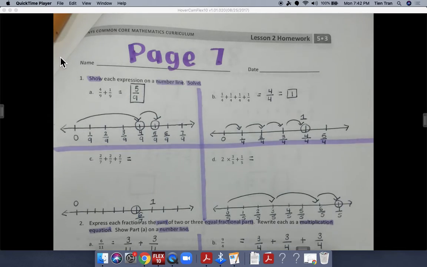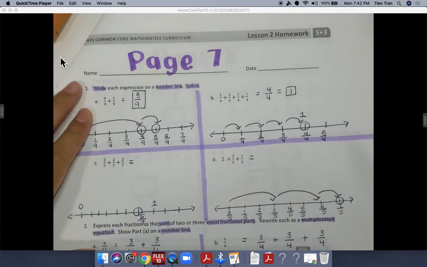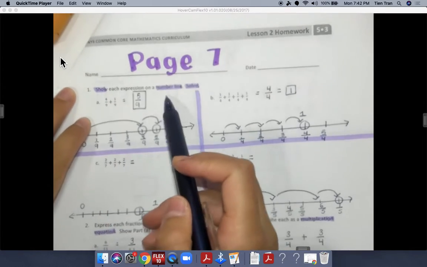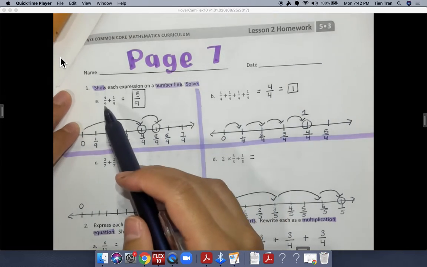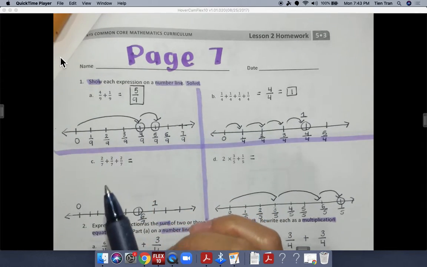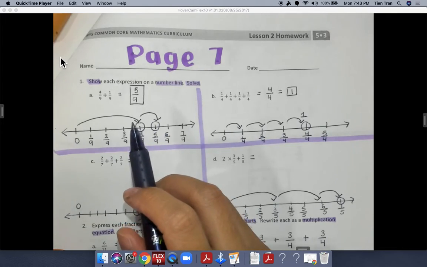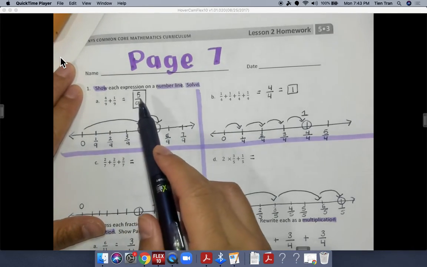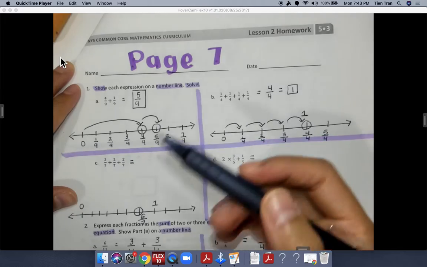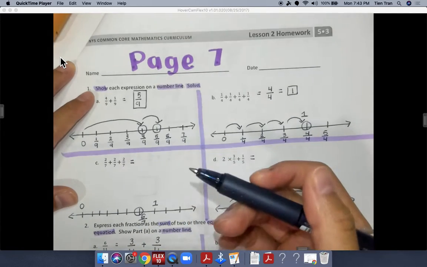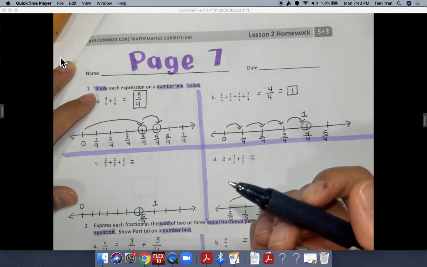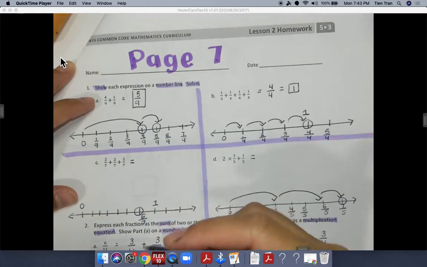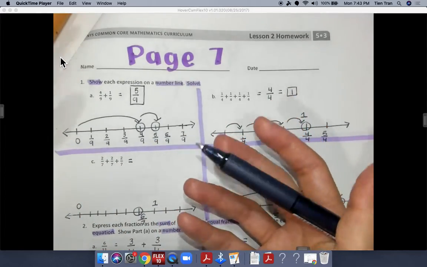We are on lesson 2 homework. For problem number 1, they ask you to show each expression on a number line and then solve. So, when we're adding fractions with similar or like denominators, then you can just add straight across. Later on, you'll notice that there are going to be unlike denominators, and that's when you are going to be changing more than what you just see.